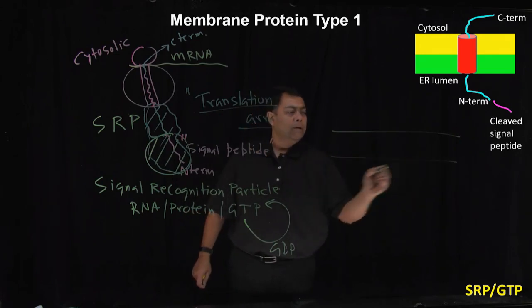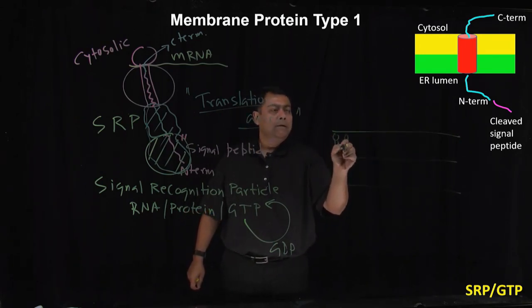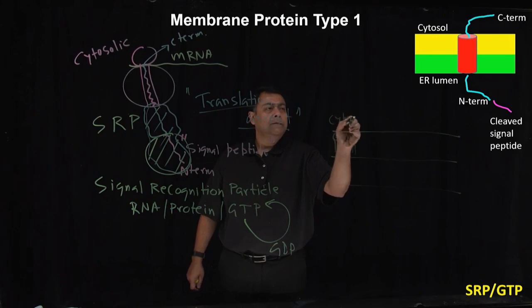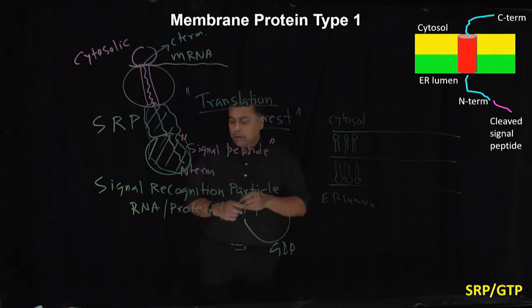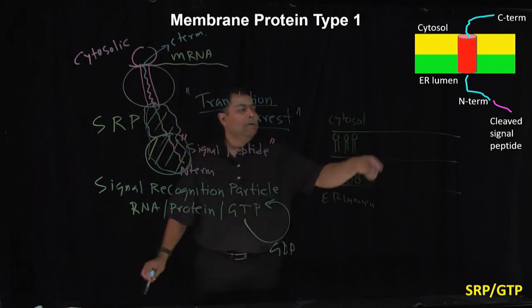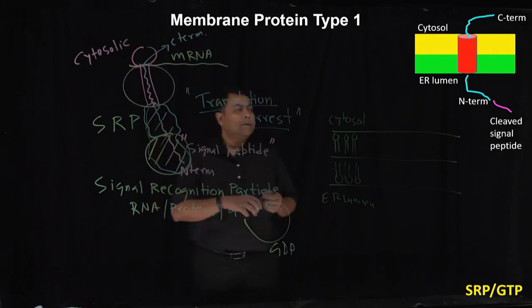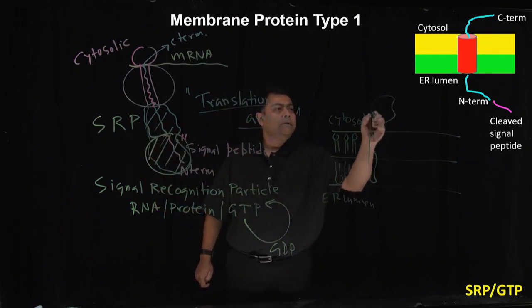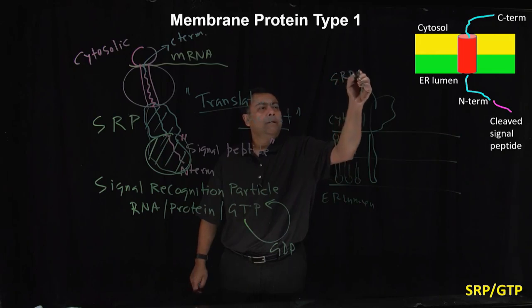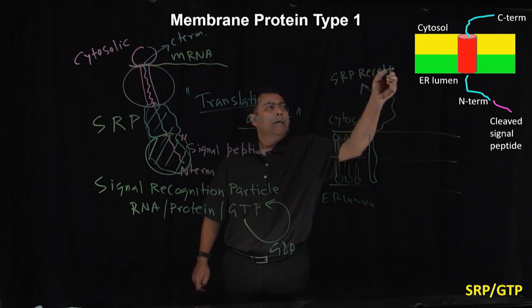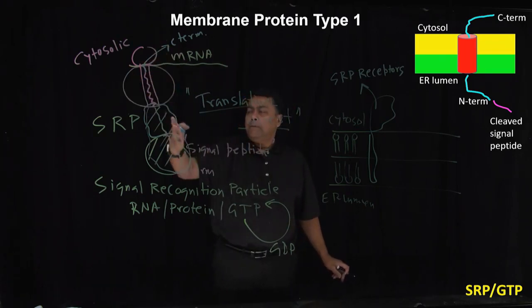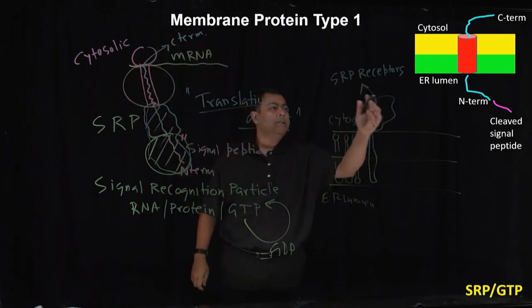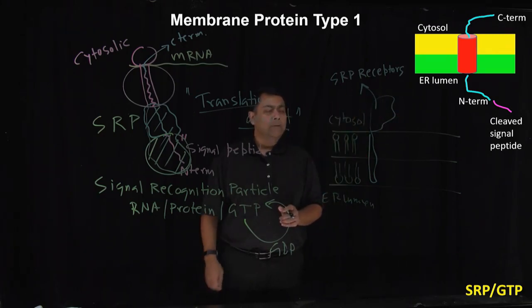If we draw the ER membrane like this, these are the phospholipids, on the cytosolic side. This is your cytosol, and this is the ER lumen. Now, on the membrane of the ER, you have something called the SRP receptor. The SRP will come over along with the translating mRNA, the protein, and the ribosome. This entire complex comes over and binds onto the SRP receptor.